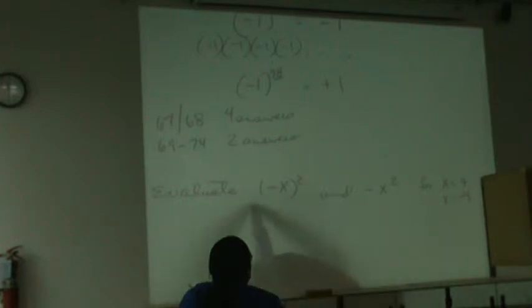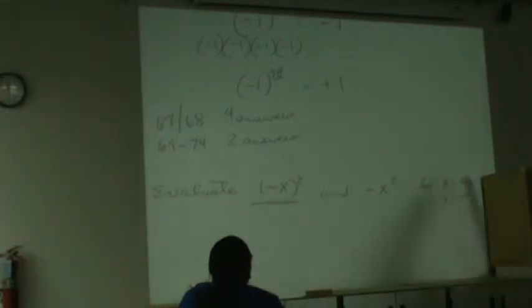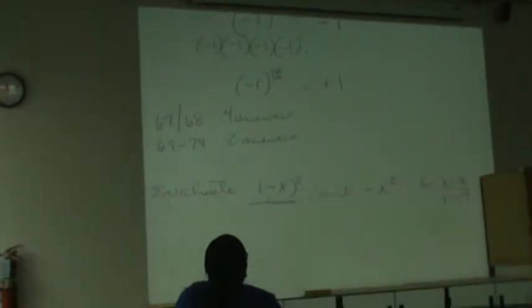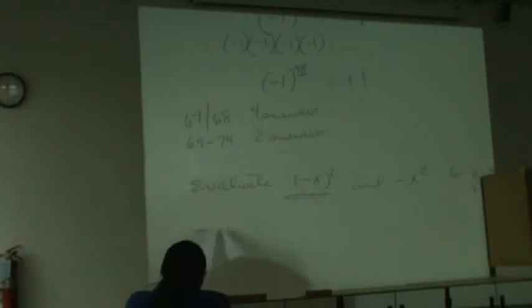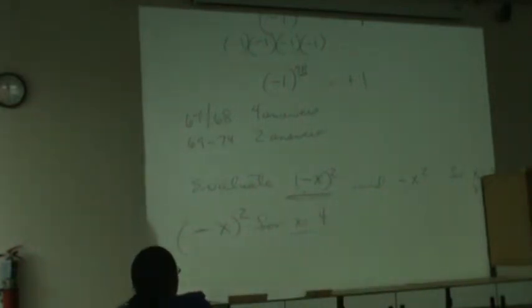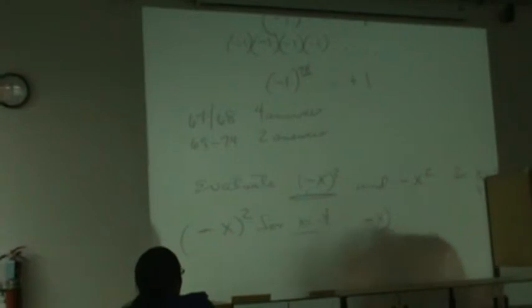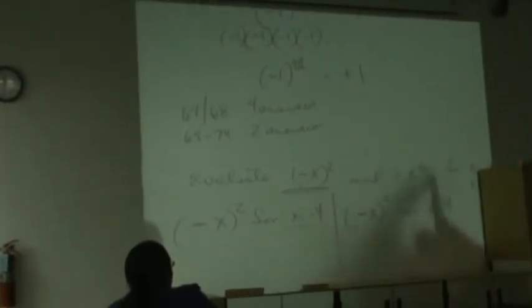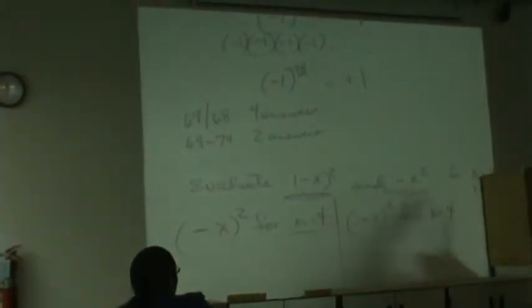Why don't we evaluate this one for x equals 4, and then we'll do the same one for x is -4. Okay, let's do that, and then we'll do this one for each one. So we're going to have -x in parentheses squared for x equals -4. We'll do that one first. Then we'll do this for x equals 4. Then we'll come back and get that one.